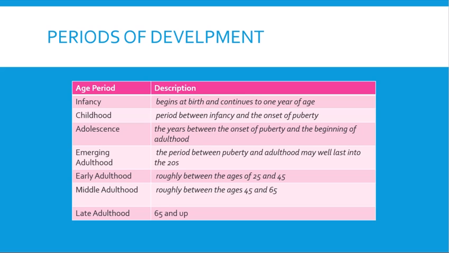Middle adulthood is roughly between ages 45 and 65, and we'll start to see declines. And we're no longer at our peaks once we start hitting middle adulthood. Late adulthood is where we start to see lots of declines, and that's considered for 65 and up.